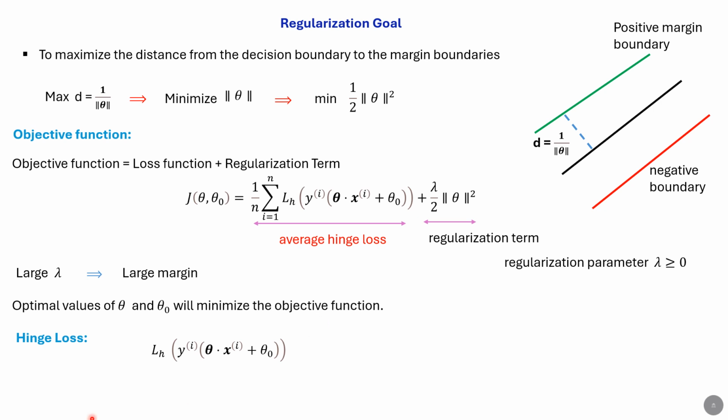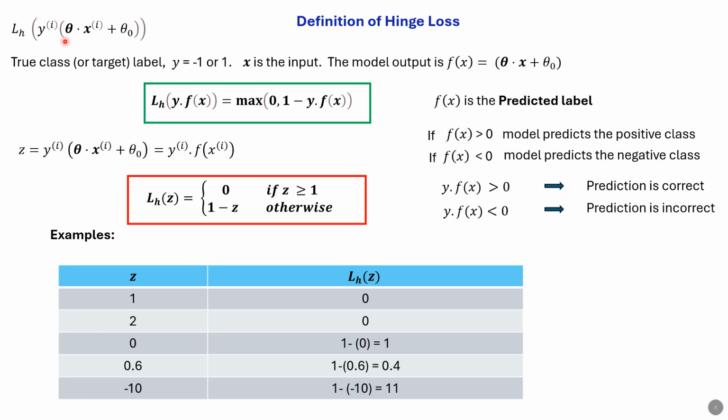Now we need to focus on hinge loss, which is given by this expression. We use this expression to compute hinge loss. The true class label is y, which is -1 or +1. X is the input and theta is the weight vector. Then f of x is the output. This is the model output.